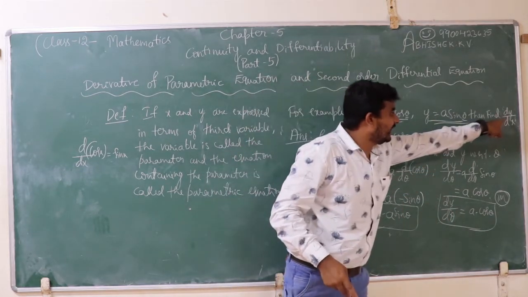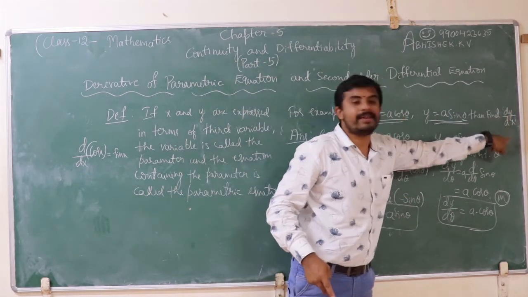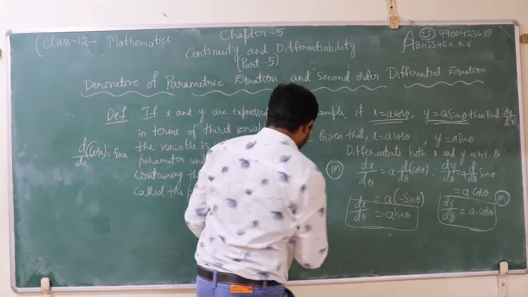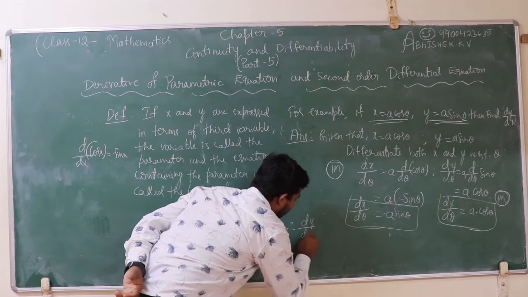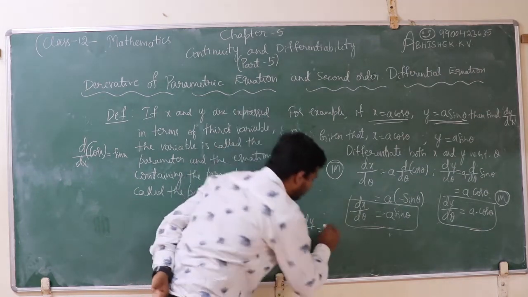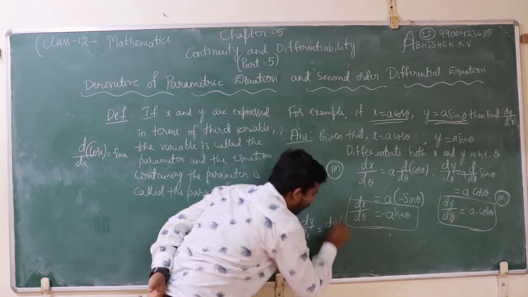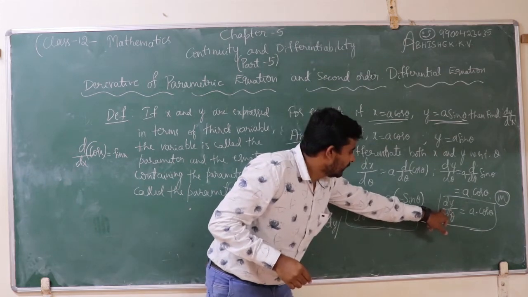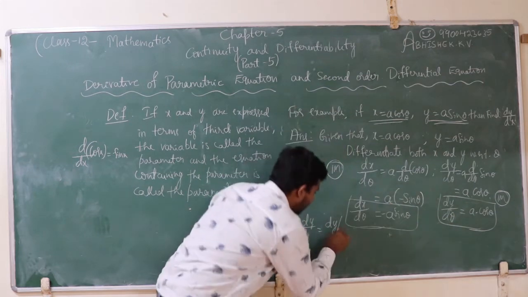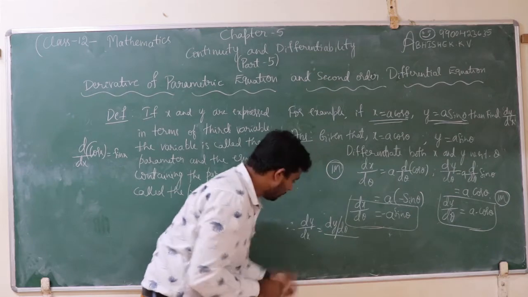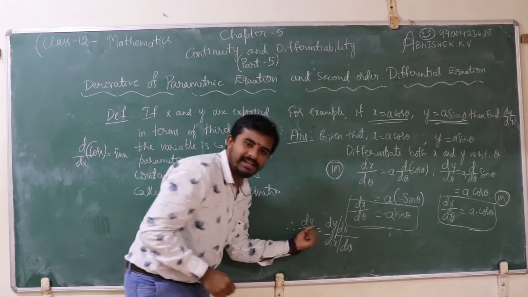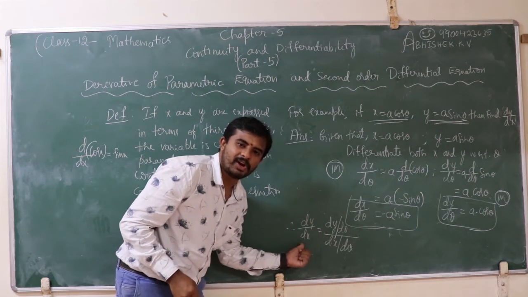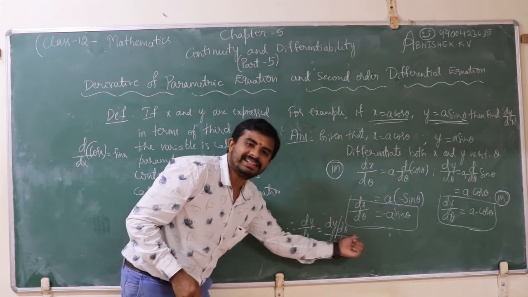But what we need to find is dy by dx. What is the formula? Therefore dy by dx is given by dy by d theta divided by dx by d theta, that is, dividing both numerator and denominator by d theta.